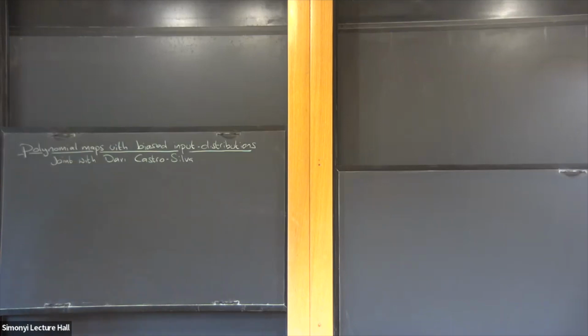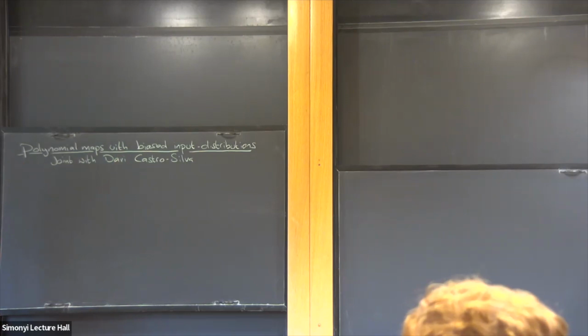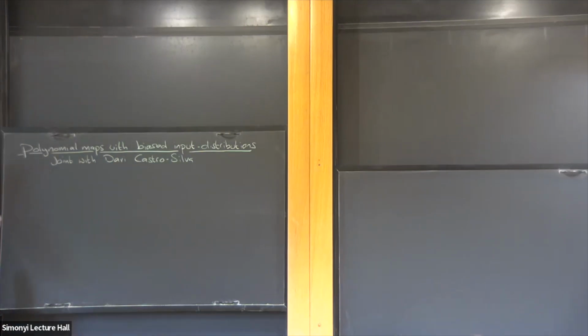This talk is about polynomial maps with biased input distributions. Some joint work with postdoc Davi Castro-Silva, at CWI. It's about a problem that originated from a question in theoretical computer science concerning error correcting codes. So I'll quickly try and introduce the context of the problem.